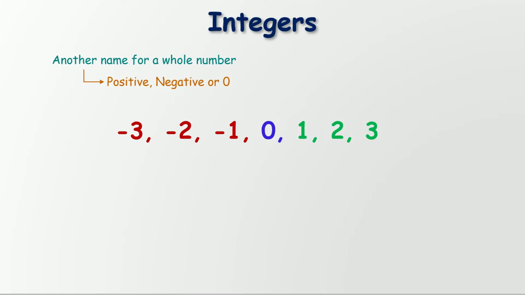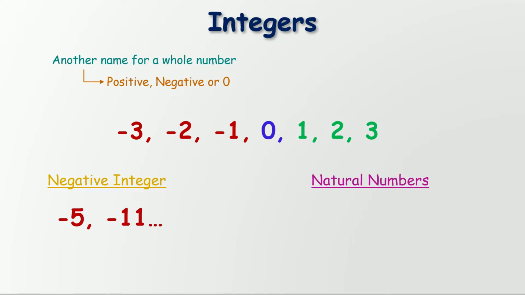A negative integer is a negative whole number. So an example of this would be -5, -11, and so on. Natural numbers are positive integers, such as 5, 10, 43, 120, and so on.